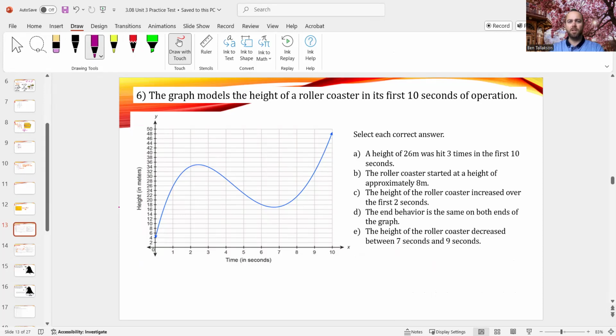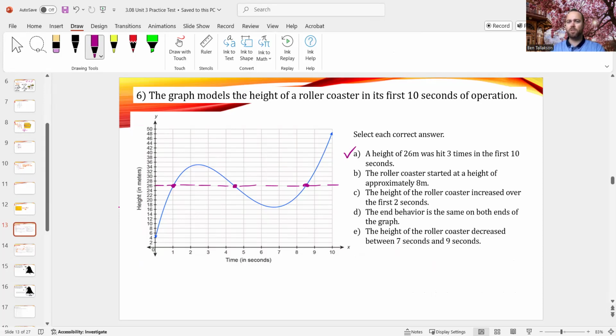Okay, let's do it. A, a height of 26 meters was hit 3 times. Let's see, 26 meters, that's a height right here. And how many times did our graph line, which is our roller coaster, hit it? So it went up, boom, hits once, goes up, and then we go down, boom, hits again, down and up, boom. There's a third time. That is correct.